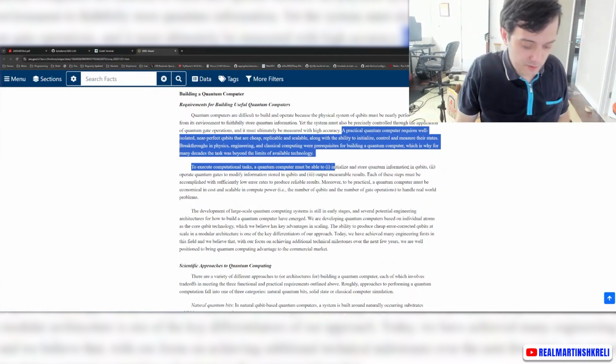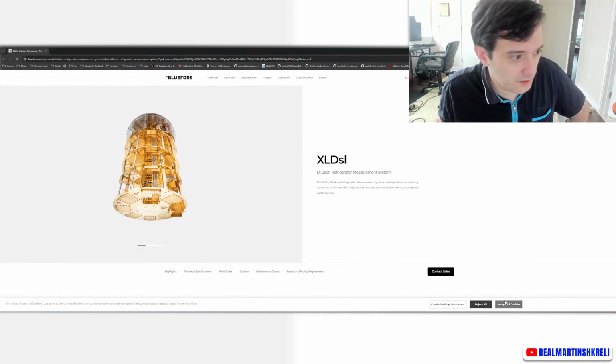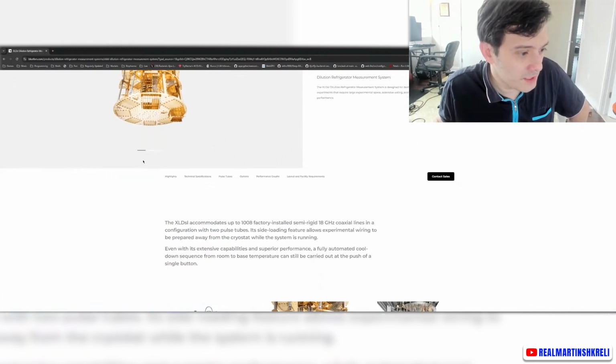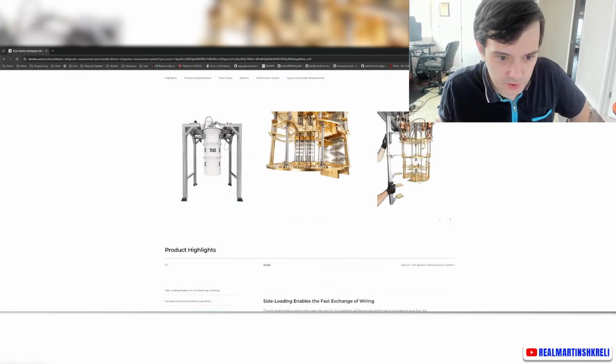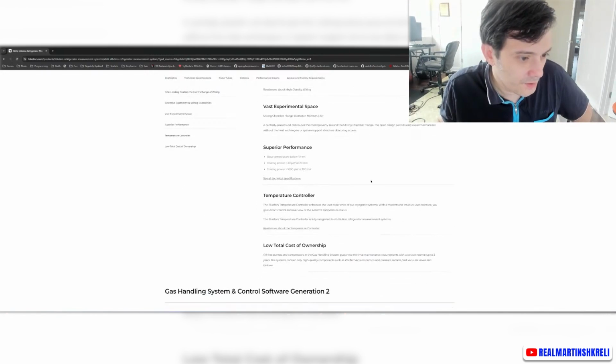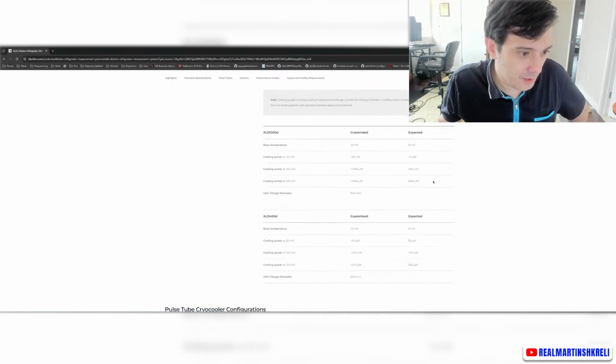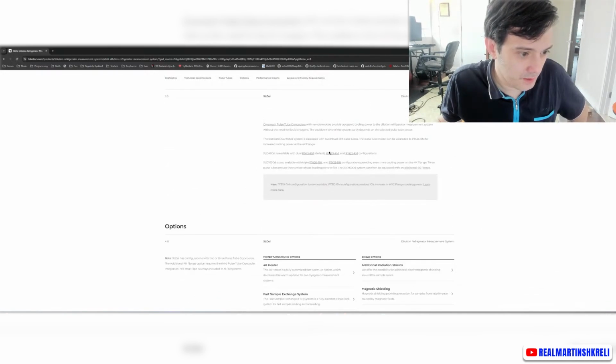So yeah, do you guys want to buy a dilution refrigerator? What is this, like $1 million? You've probably seen this before if you've seen pictures of quantum computers. It all revolves around this dilution refrigerator. I need to get below 10 millikelvin. I want to get even lower than that. I want to say it's around $2 million, but I could be wrong.